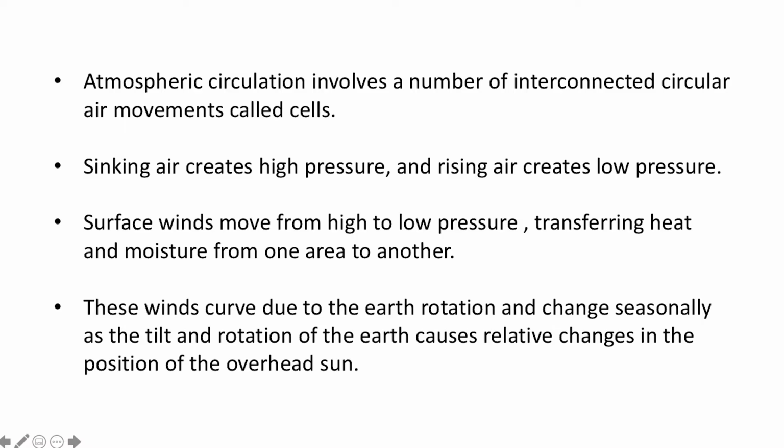Atmospheric circulation involves a number of interconnected circular air movements called cells. Sinking air creates high pressure and rising air creates low pressure. Surface winds move from high to low pressure, transferring heat and moisture from one area to another. These winds curve due to the Earth's rotation and change seasonally as the tilt and rotation of the Earth cause relative changes in the position of the overhead sun. Pause now, read through again, and then see what you can remember.